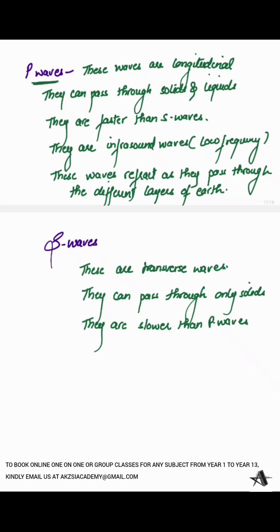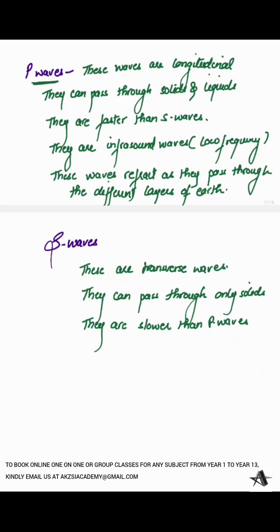Let me go through the basic properties of P waves. P waves are longitudinal, whereas S waves are transverse in nature. P waves can pass through solids and liquids, whereas S waves can pass through only solids. Because P waves pass through different regions and different media, this results in refraction. I mentioned that these waves refract as they pass through different layers.